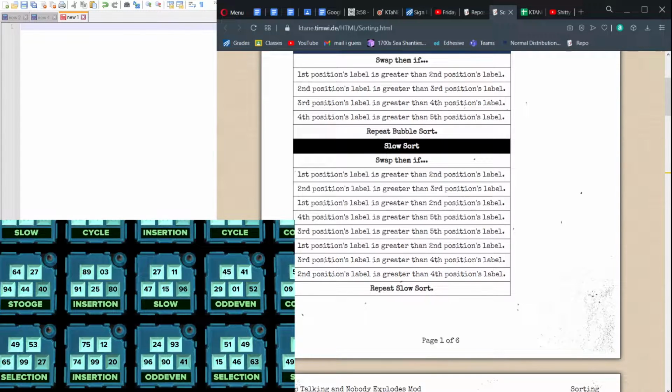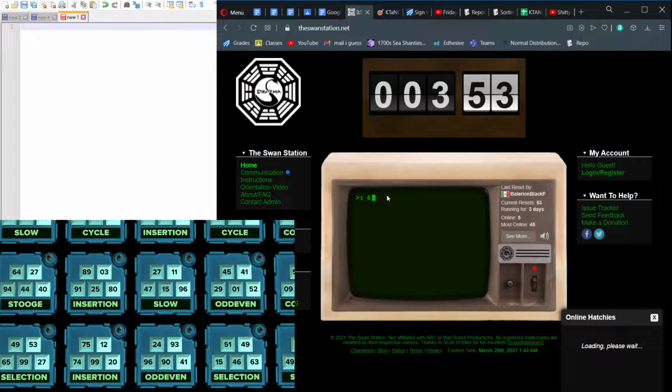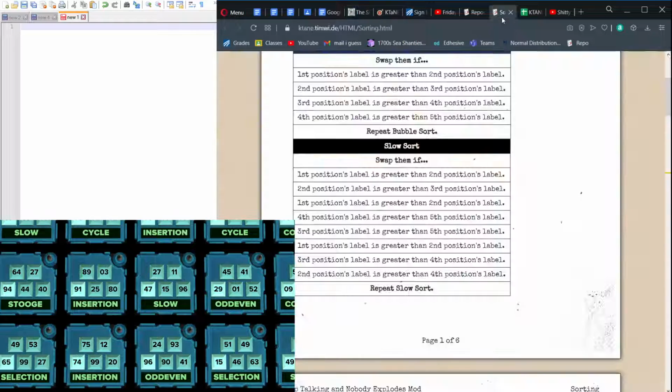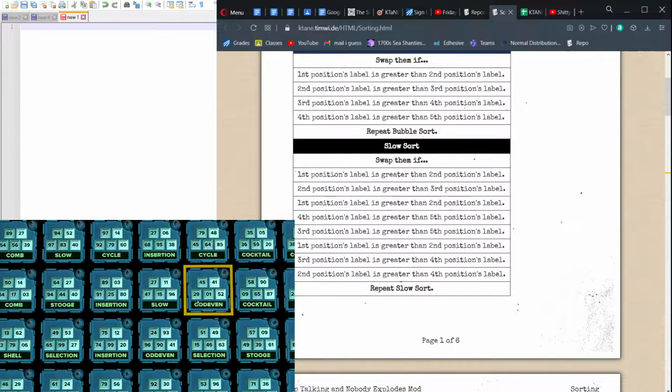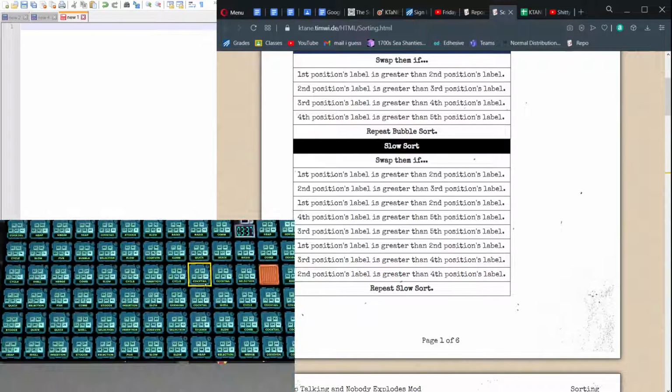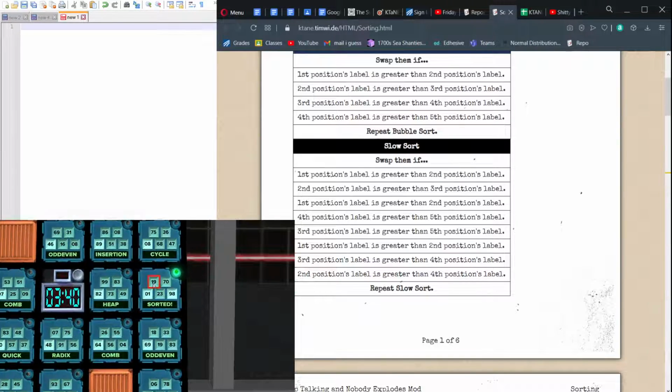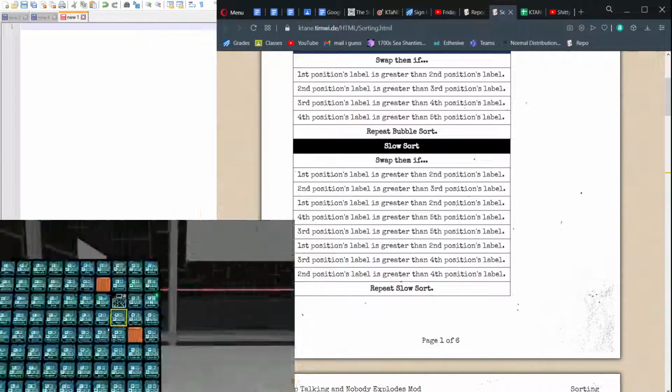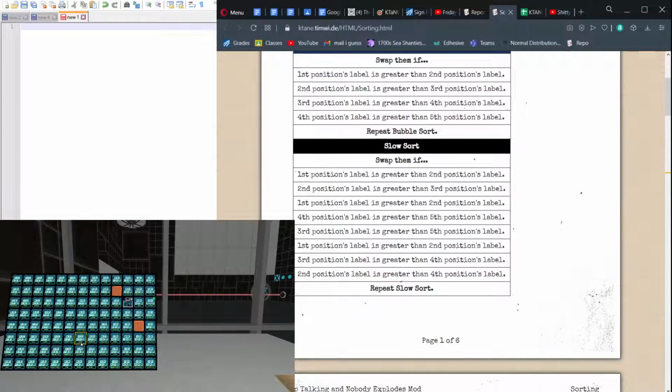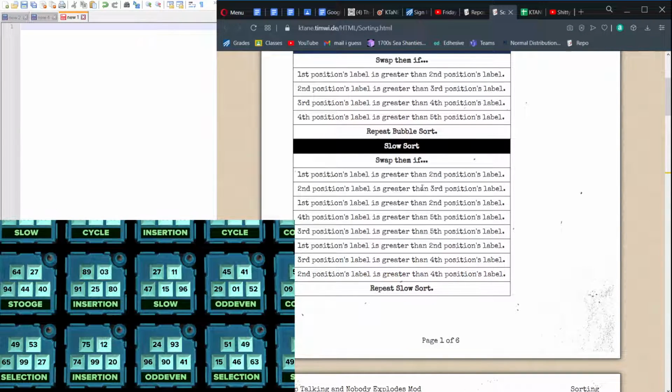Slow sort is also a very simple one. I apologize for having to pause the tutorial real quick, but I need to reset this one. Slow sort. It's the same principle where if one label is higher, then we swap it. However, as the name implies, we do it in a very inefficient fashion.